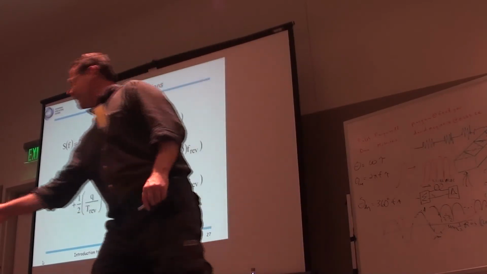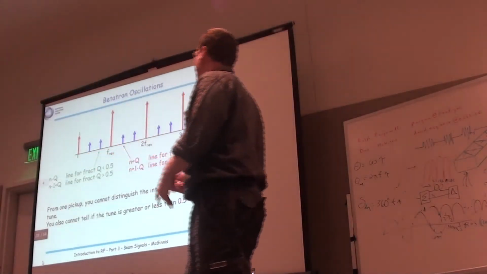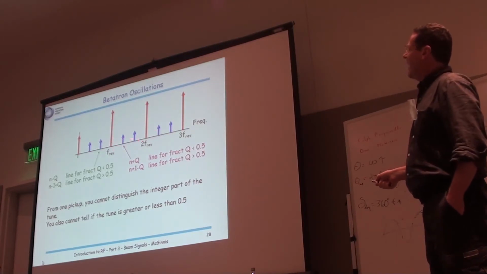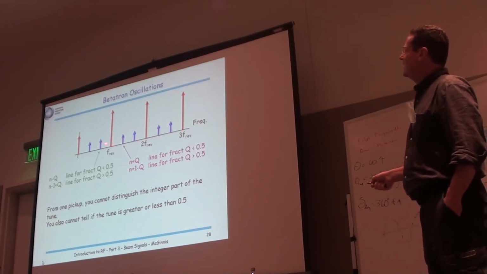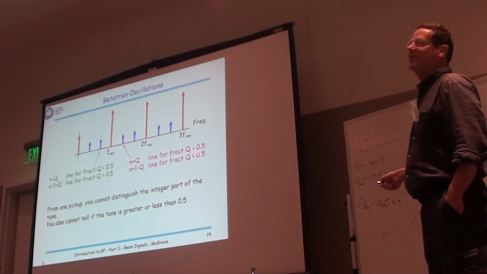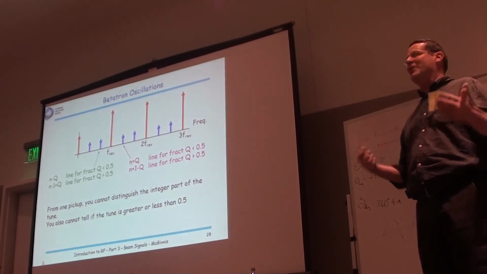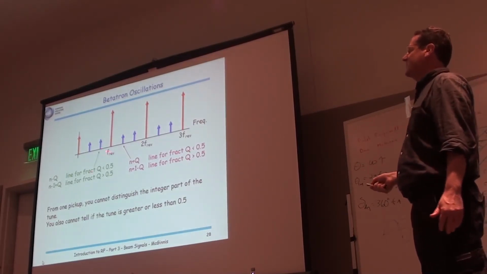And I have a picture, I hope, of that. Yep, I do. Okay, here's f rev. This is due to the closed orbit. And then basically, this guy is the n minus q, and this is the n plus q. Of course, this is only for the tune less than 0.5. If the tune was greater than 0.5, I can't tell which is which. They cross over each other.